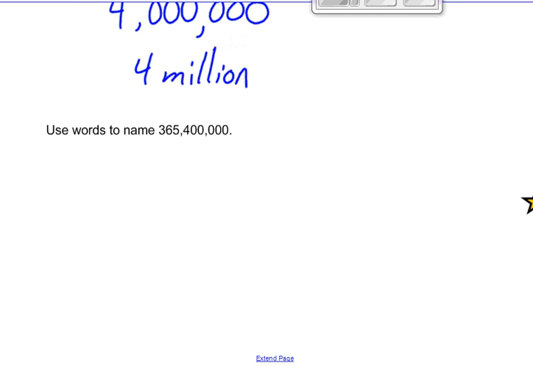Next idea, we see taking a number and expressing it completely in words. We have the number 365,400,000. So quickly we can see how that should look. 365,400,000. So we have that.